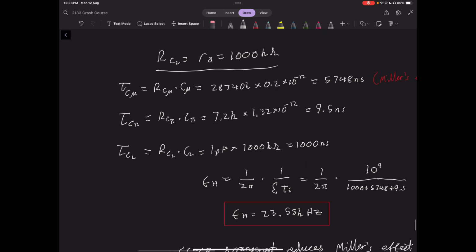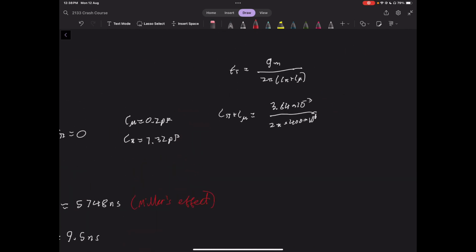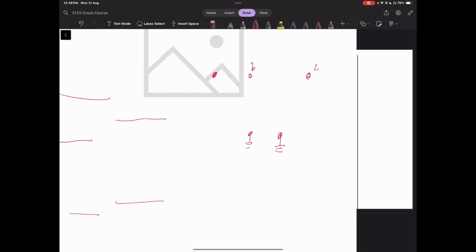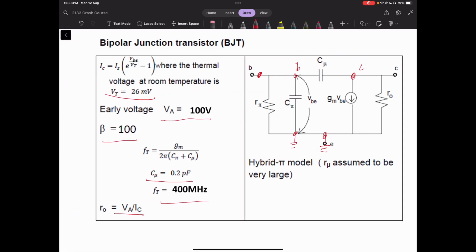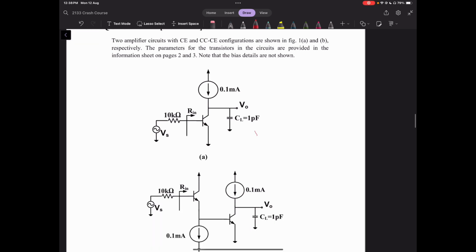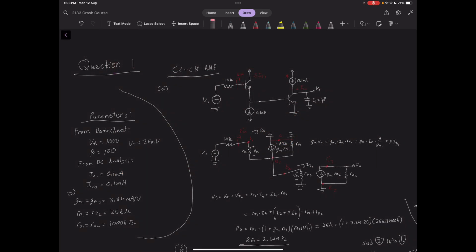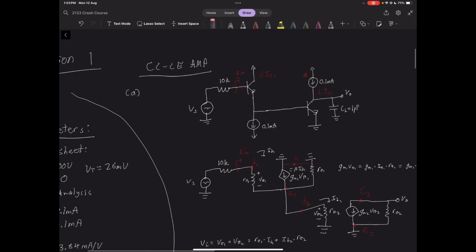Then we just go down and we calculate our time constant values. So we use the resistances that we found, as well as the capacitor values. And looking over here, when we go back to the data sheet, we are given our value of C mu. Obviously, we know that CL is 1 picofarad because it was given to us here. And then we can calculate C pi by using this formula here. We're given FT, we know what GM is, and we know what C mu is.